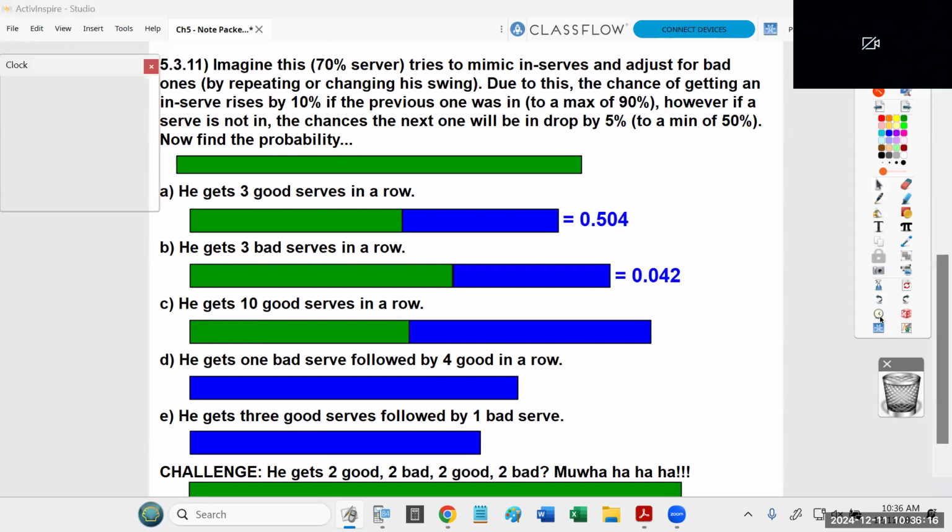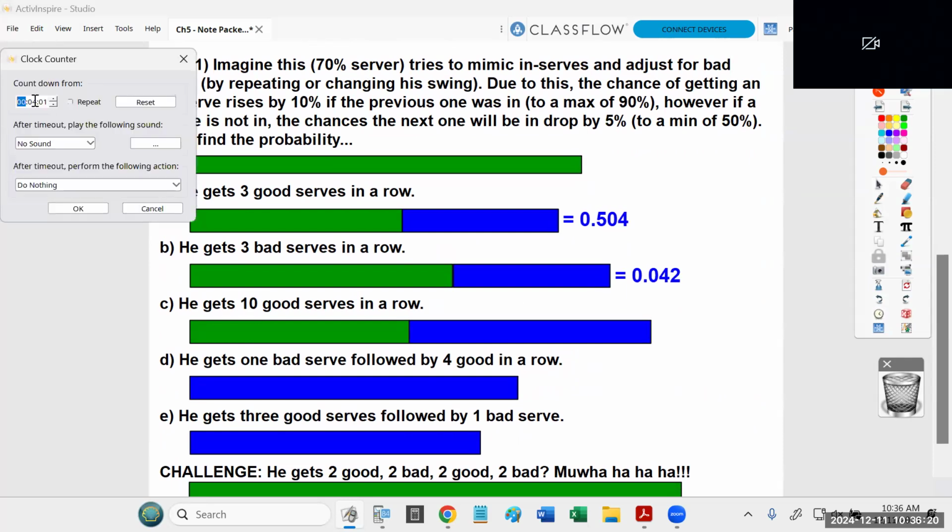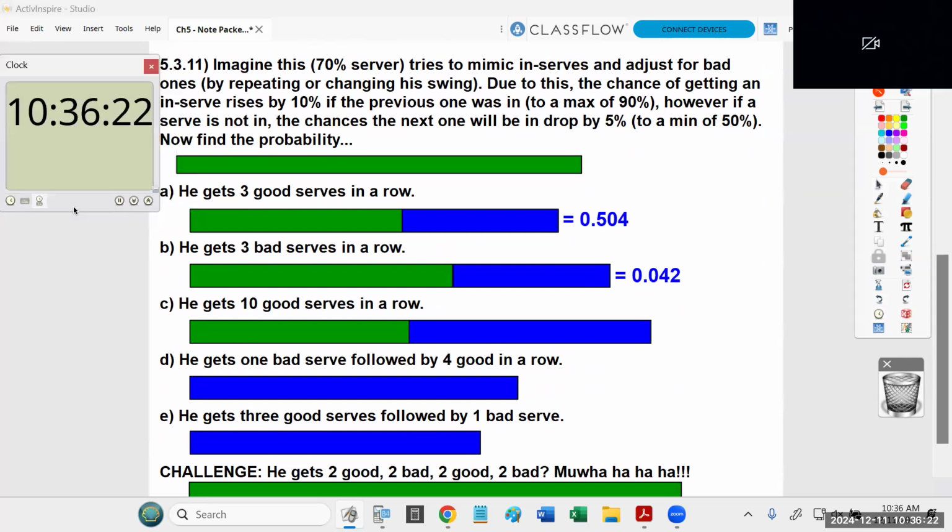So again, don't stress if you're not able to finish. I'm going to tack on an extra minute because this one's a bit more challenging. I've given you the first 2 answers without the work shown. See how far you can get.